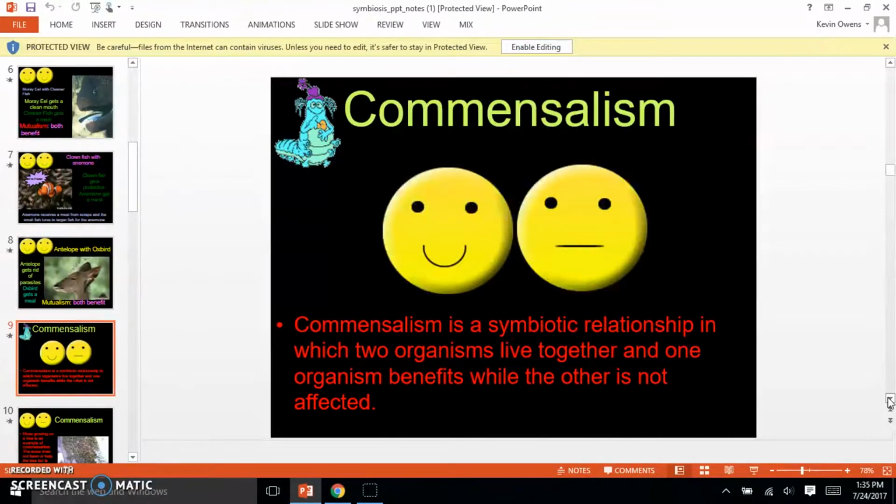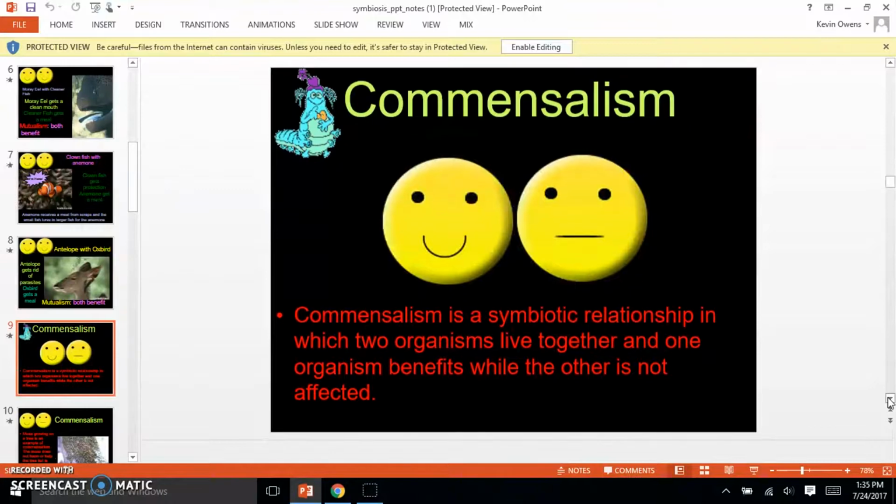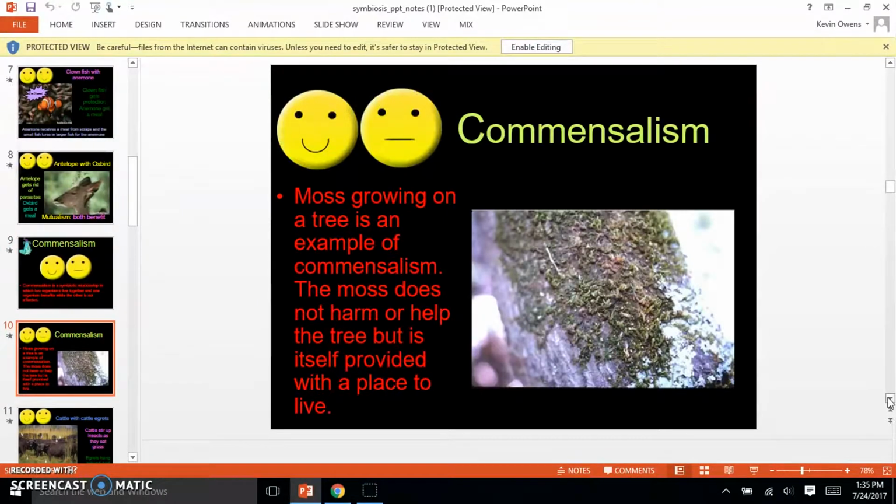And commensalism is an example of this. It's a symbiotic relationship in which two organisms live together and one organism benefits while the other is not affected. Moss growing on a tree is an example of commensalism. The moss does not harm or help the tree, but is itself provided with a place to live.